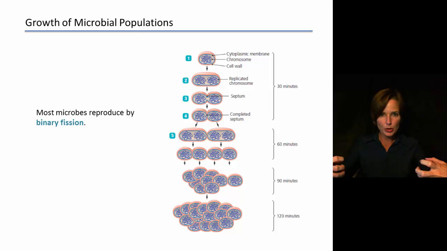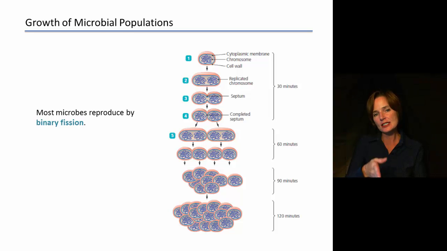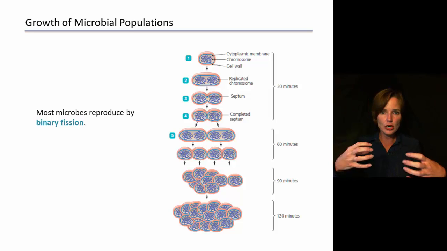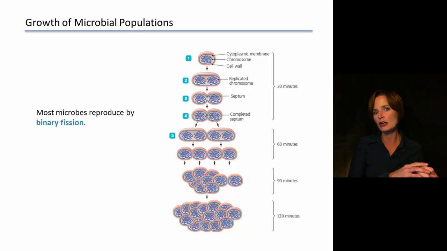We'll get the two copies pulled apart, and as the two copies are pulled apart, a cell membrane and a cell wall is going to be built down the middle, which will ultimately split that cell into two. So we will get two identical copies from that one original parent cell.